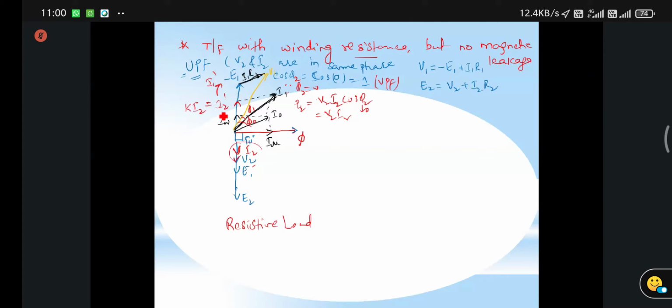But here you consider I2 dash. Okay? Have you understood this? This is the resistive load.